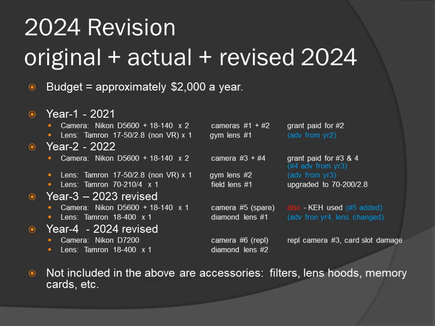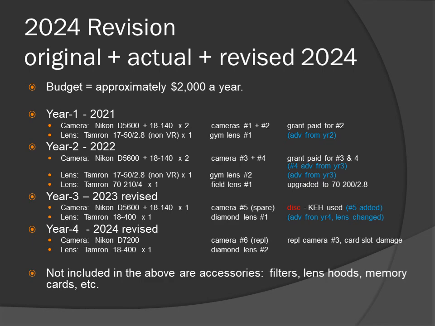And we pulled in the diamond lens from year 4. So we got a Tamron 18-400 instead of the 100-400. Year 4, 2024 revised. Now we got a camera number 6, Nikon D70-200. What happened? Well, that had to replace camera number 3, which had a card slot damage.